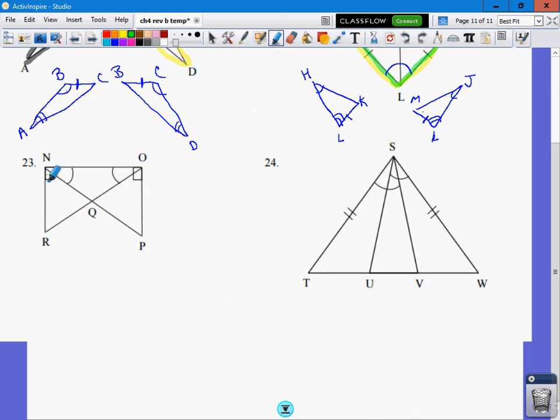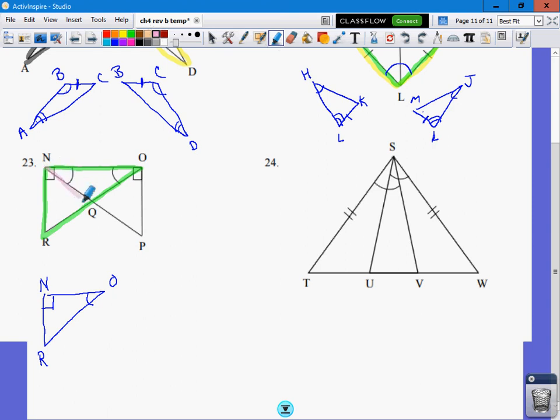Again, just taking a highlighter and tracing over the triangle. I'm going to separate out this triangle. I know that this is 90 degrees. I know that this is marked as being congruent. This is N. This is O. This is R.